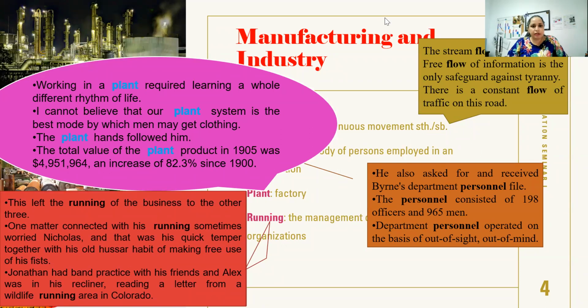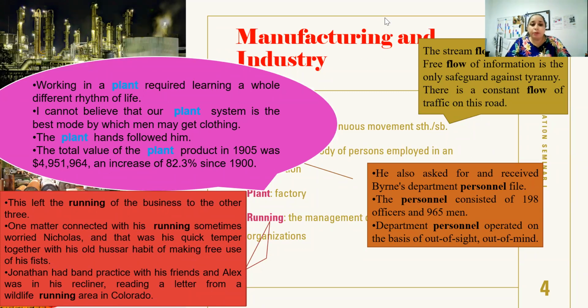This left the running of the business to the other three. The other people in the management, they were, or they had to be doing it. One matter connected with his running sometimes worried Nicholas, and that was his quick temper, together with his habit of making free use of his fists. What does it mean? That Nicholas was a person who liked to fight. It's a very conflicted person. And his way of running, his way of management, it was that way. A very bad boss. Really very bad.